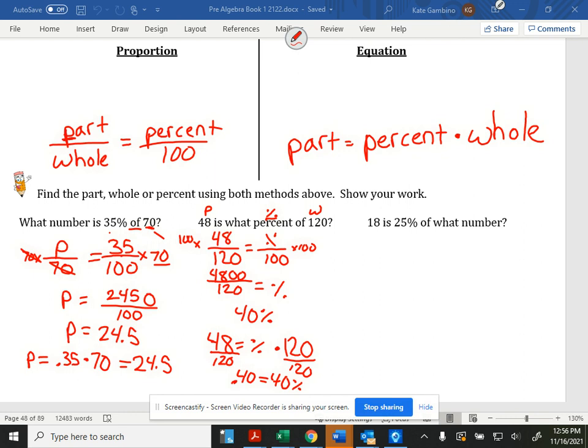Okay, let's look at 18. Is 25% of what number? How would I set up my proportion, Nathan? For the proportion, you would do part, which would be 18 over W, and then 25 over 100. Good. How am I going to get that W by itself? That W is in the denominator. Oh, goodness. Any guesses on what we do? What do you think, Paisley?